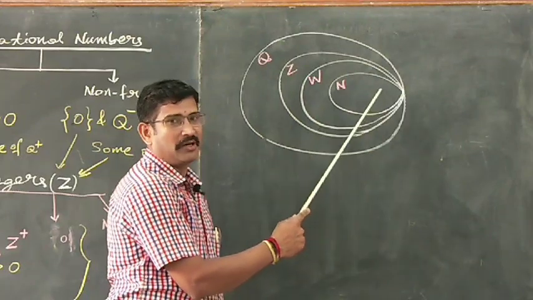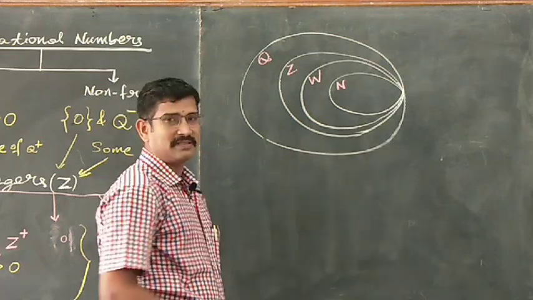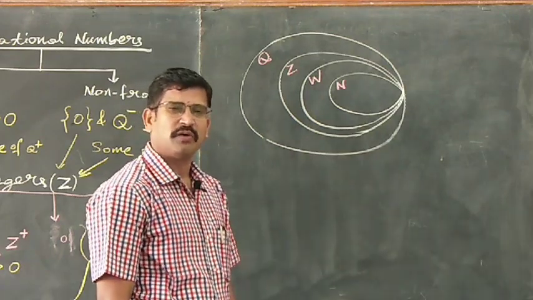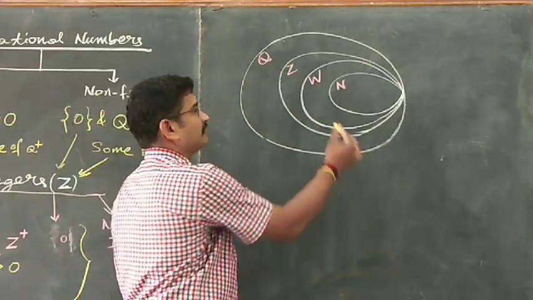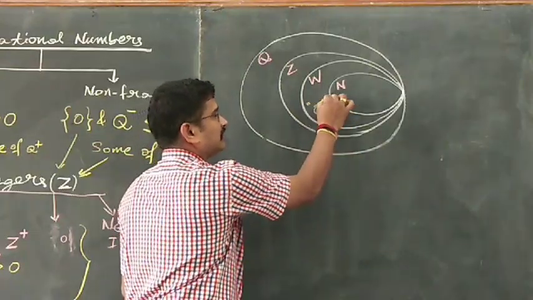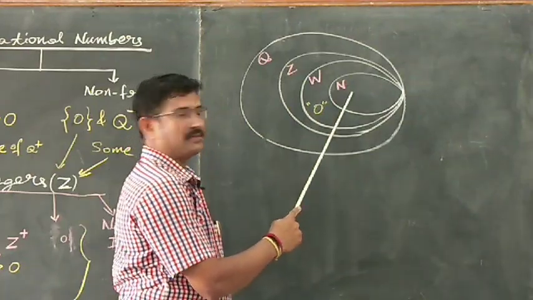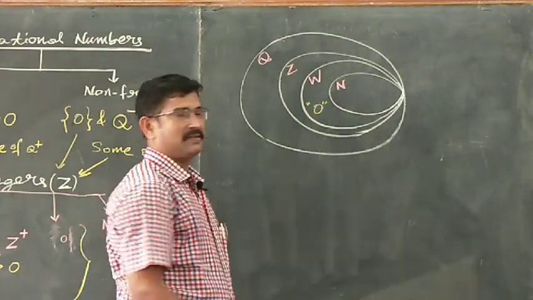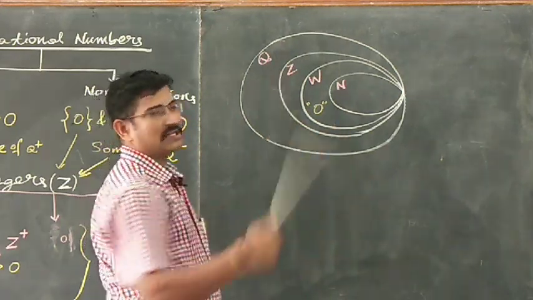Then, next, natural numbers. The natural number set is part of the whole numbers. Which number is left over, not being a natural number, in whole numbers? 0. This is that fellow. So, all the natural numbers are part of the whole numbers. So, this is the Venn diagram of the rational number set.